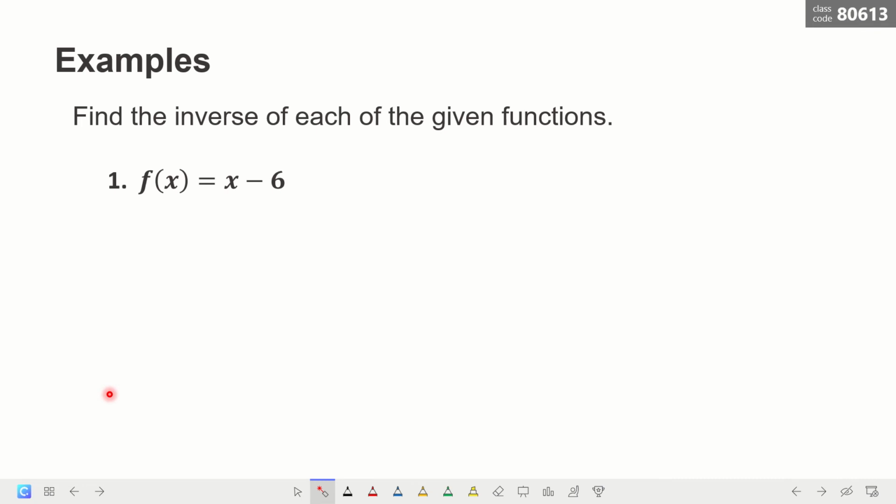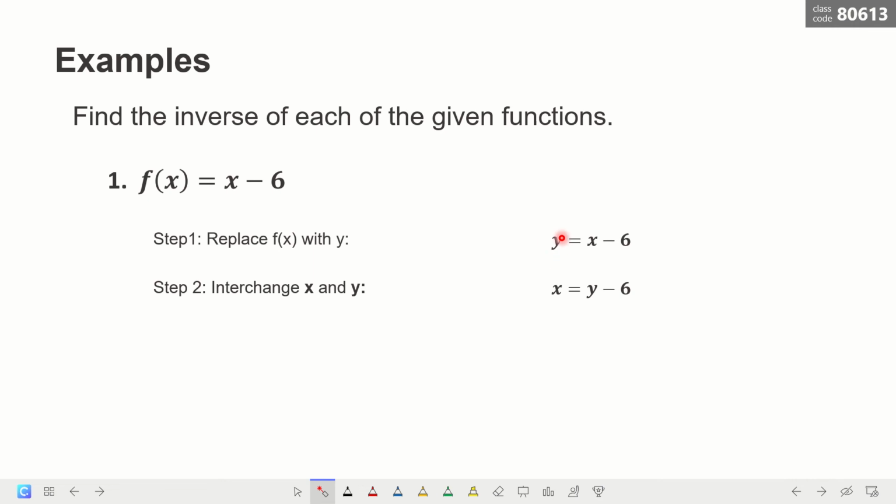Okay, so to answer number 1, f of x is equal to x minus 6. So, step number 1, replace f of x with y. So, ayan, papalitan natin to with y. And then, second step, interchange natin yung x and y. So, dito, y is equal to x minus 6. Dito, ang gagawin na natin dito is x is equal to y minus 6.